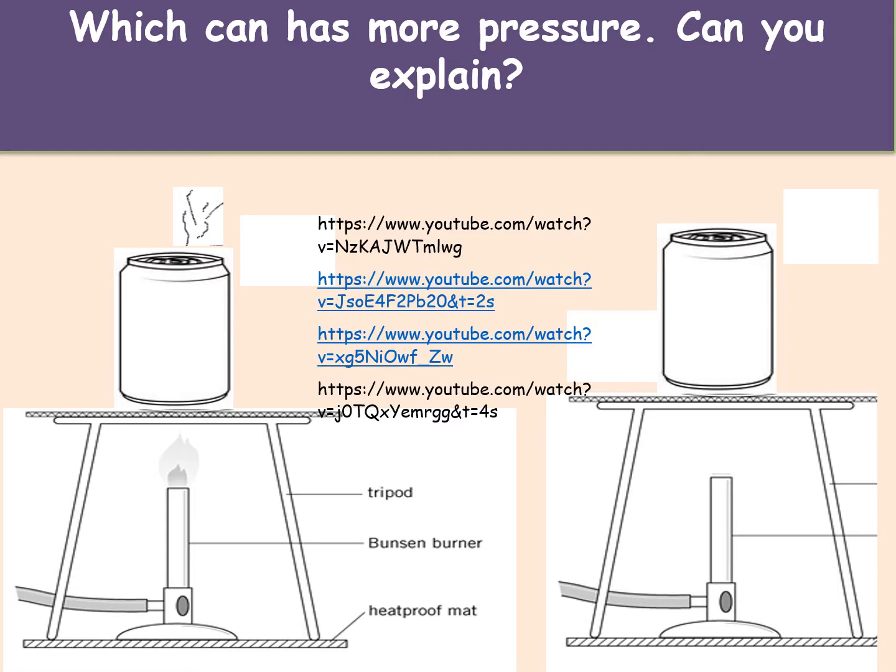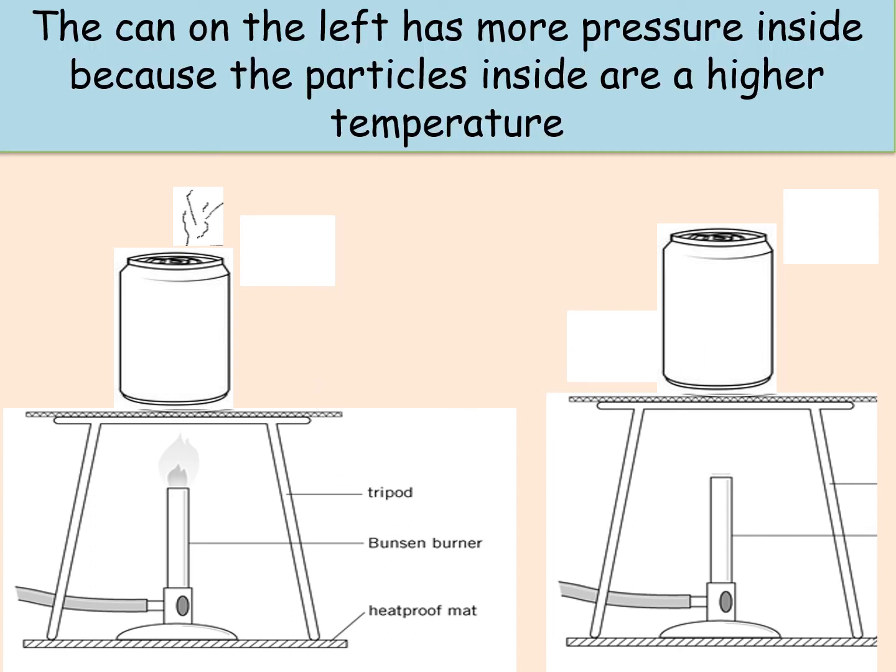Okay, this is a smaller demo that we would do in class, similar to the video which was on the Google form. If you're not watching on the Google form, you can have a look at these videos that show the same thing. And this is to show the pressure change in cans. So first off, which of these cans has more pressure? Can you explain? Should be a relatively straightforward one. So we know the can on the left has more pressure inside because the particles inside are at a higher temperature. They're being heated. Okay, and we know that temperature affects pressure. Higher temperature, higher pressure.